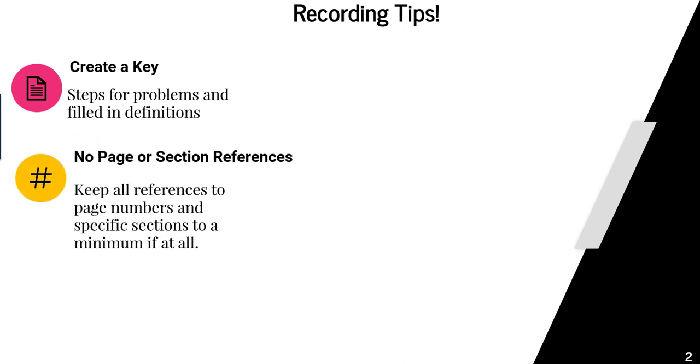Make sure that you don't reference page numbers or sections in a textbook. You want to keep them to a minimum, so in case the book changes, maybe a new edition comes out and the page numbers are different, or you move to a different text altogether, you can still reuse these videos and they're not dated based on the current edition that you had originally created the video off of.